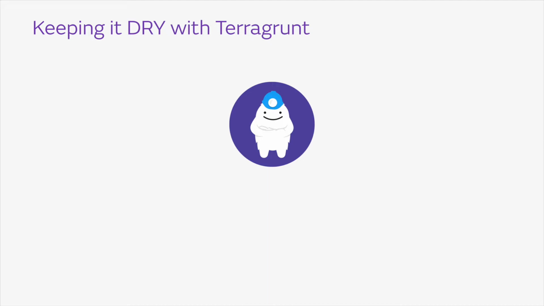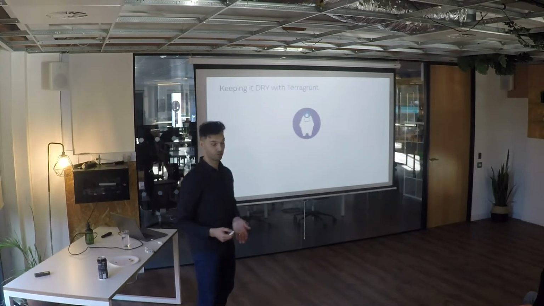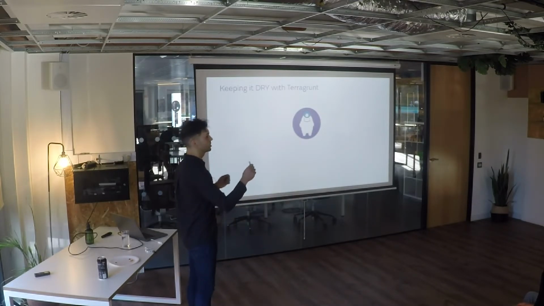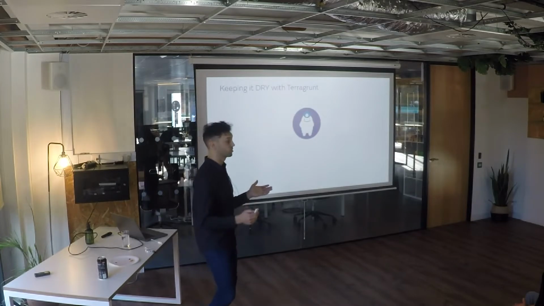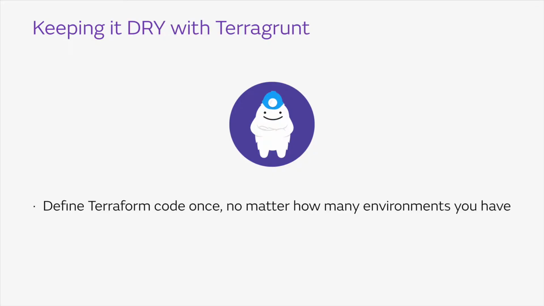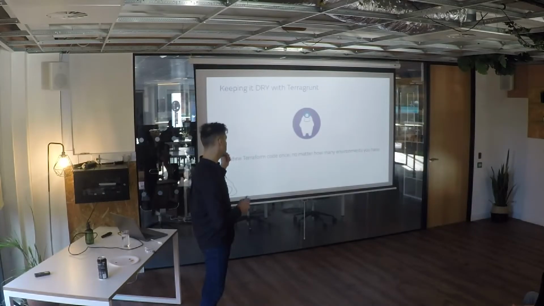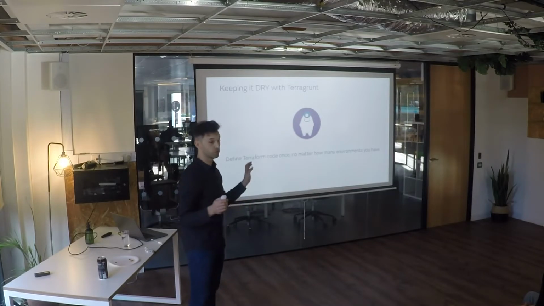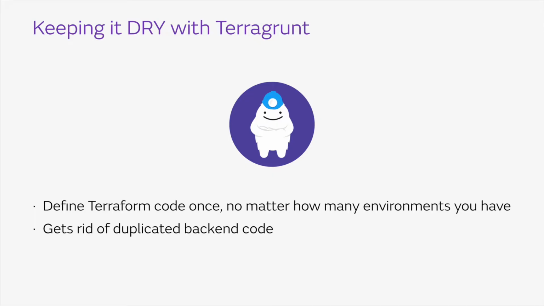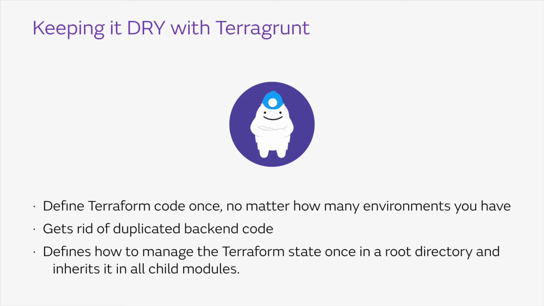So how do we solve this? The clue is in the talk title. I'm suggesting Terragrunt. Terragrunt is a thin layer that sits on top of Terraform. It doesn't replace it, we'll still need both, but it will simplify things. With Terragrunt, we'll define some of the Terraform code just once, basically the modules, regardless of the number of environments that you will have. So we can get rid of duplicated backend code, duplicated providers code, and we can use inheritance.